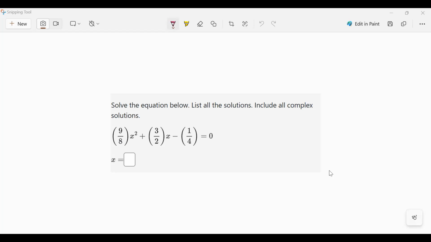All right, let's go over the solution here. This question here, the LCD is 8. So 8, 2, 4, right? The LCD is 8, so you multiply every single term by 8, and 0 by 8 as well. So cancel the 8, we get 9x squared. And then 8 times 3, that's 24 over 2, that's 12x. And then 8 times 1 is 8 over 4, that's 2, equals 0.